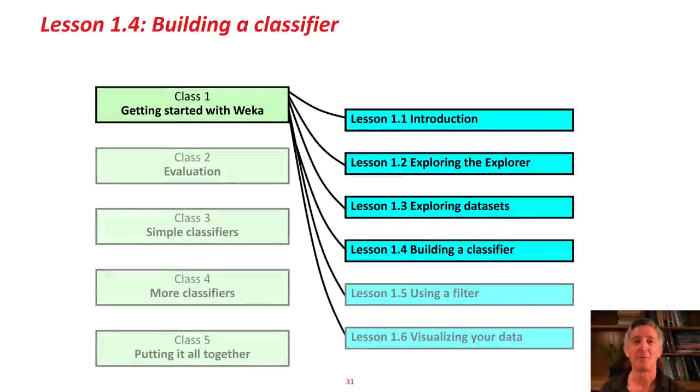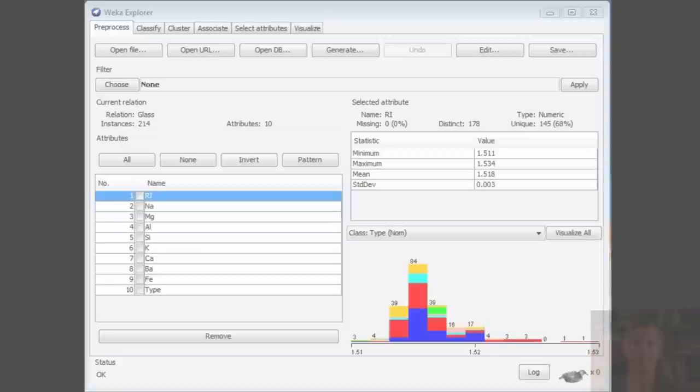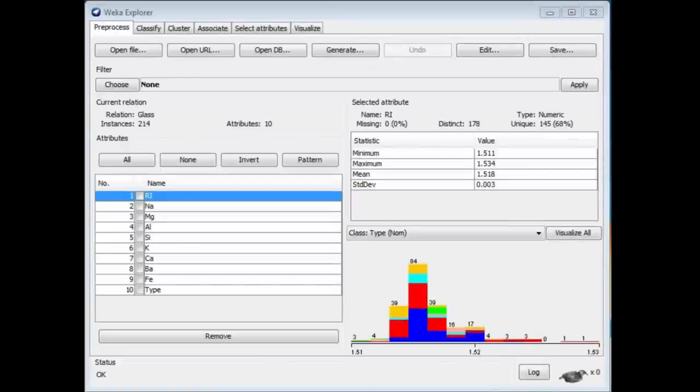Hi, you probably learned a bit about flowers if you did the activity associated with the last lesson. Now we're going to actually build a classifier, lesson 1.4, building a classifier. We're going to use a system called J48, I'll tell you why it's called J48 in a minute, to analyze the glass data set that we looked at in the last lesson. So I've got the glass data set open here, and I'm going to go to the classify panel.